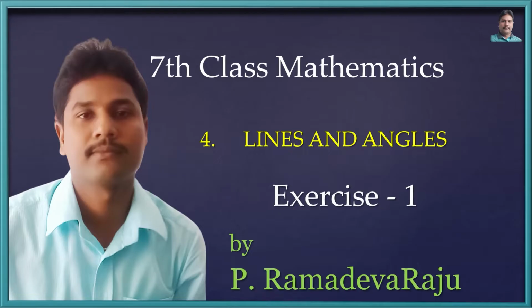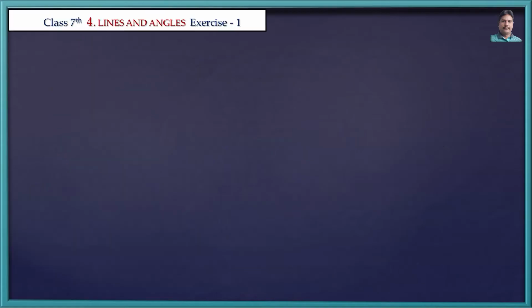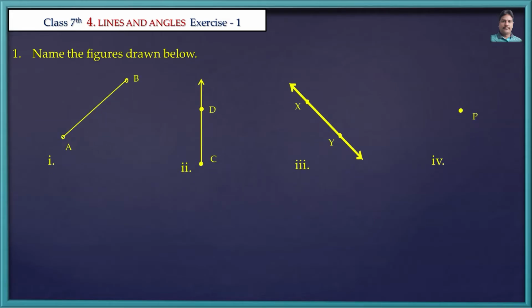Children, today we are going to solve 7th class mathematics 4th chapter, lines and angles. Exercise 1. First problem. Name the figures drawn below. These are the figures given in the textbook. Let us solve this problem.